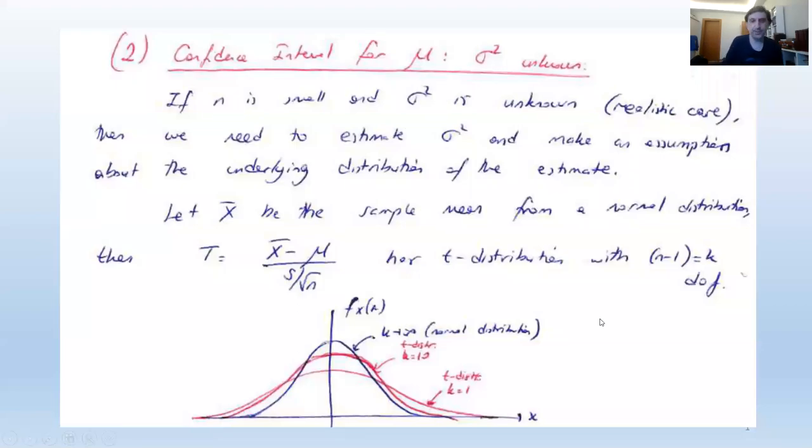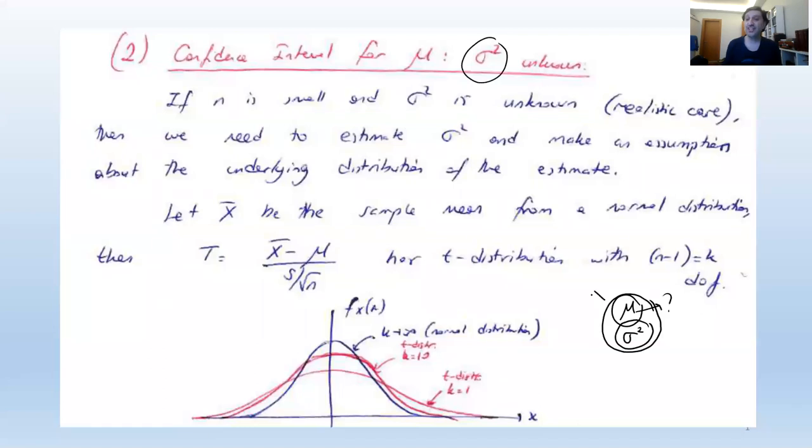Now we continue with the case where sigma square is going to be unknown. The only difference from the previous case is that we have our population, and the population mean is mu, and it is unknown. That's what we would like to estimate, actually, not the point estimate only, but also a confidence interval estimate. But this time, sigma square is going to be unknown.